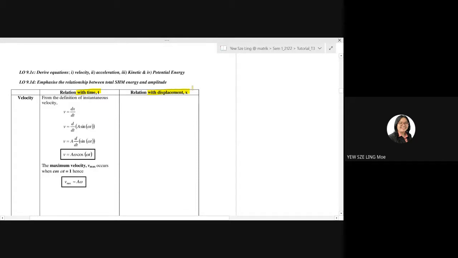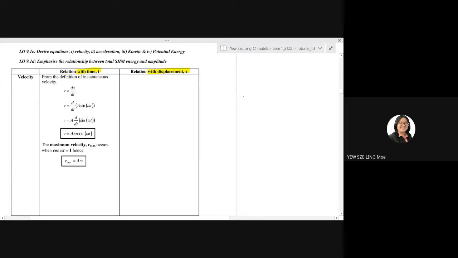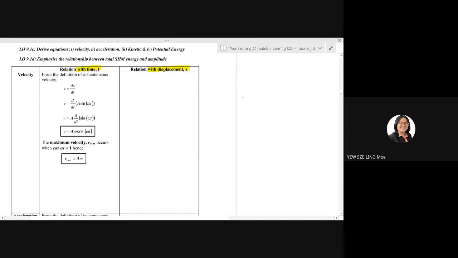See whether you are given time in the question or you are given displacement in the question. If you are given time, then we use the equations with t. If you are given displacement, for example, it asks you to determine the velocity at the displacement x equals 5 cm, then you need to use the equations with displacement in it.